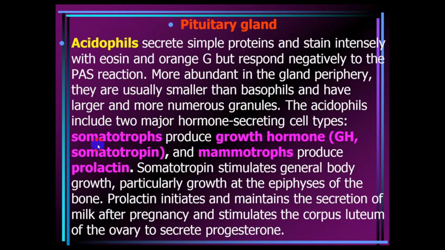First, somatotrophs. Somatotrophs produce growth hormone, international abbreviation GH, growth hormone or somatotropin. The second group of cells produce prolactin and got the name mammotrophs. Under the light microscope, it is very difficult to separate one type of acidophils from another, but it is possible under the transmission electron micrograph.